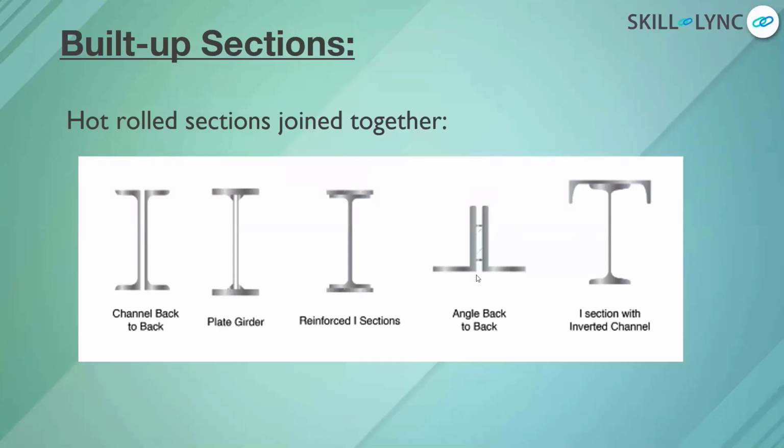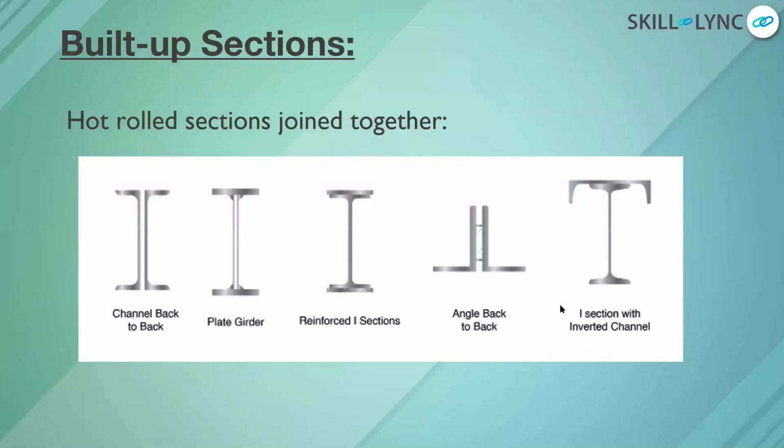If you take this as an example, you can see two angles joined together. So this is an angle back to back built up section. If you see here, a C channel is added to an I section. And these are two channels combined together, right? So this is again an example of a built up section.